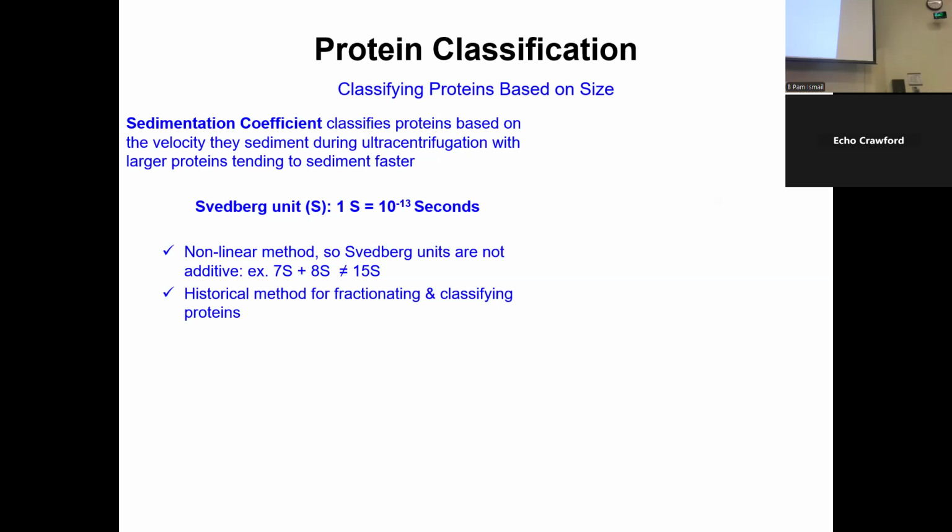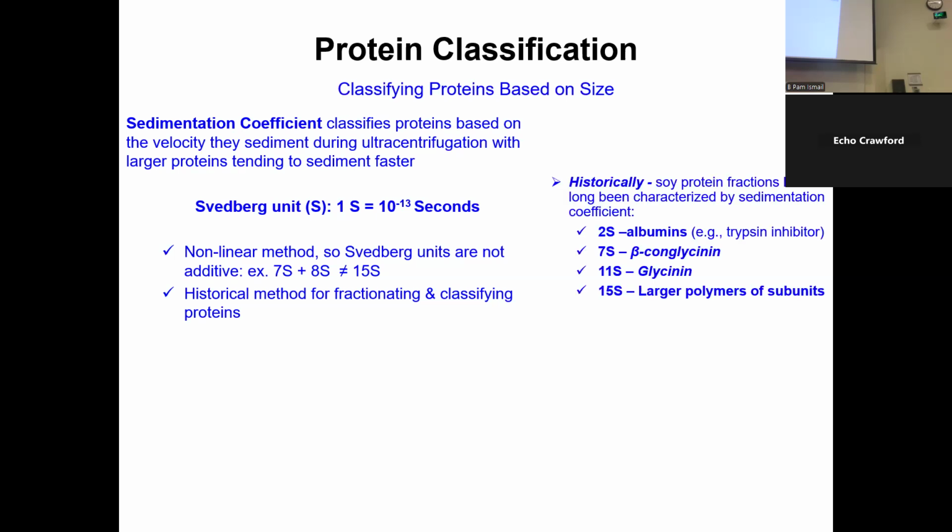So bigger proteins are associated with a higher sedimentation coefficient, but it's a non-linear relationship. You can't have a 7S protein linked to an 8S protein give you a 15S protein. It's not like that. It's a non-linear relationship. Historically, it started with soy protein because we know a lot about soy protein and specified it before other plant proteins. So it was commonly used for soy proteins.